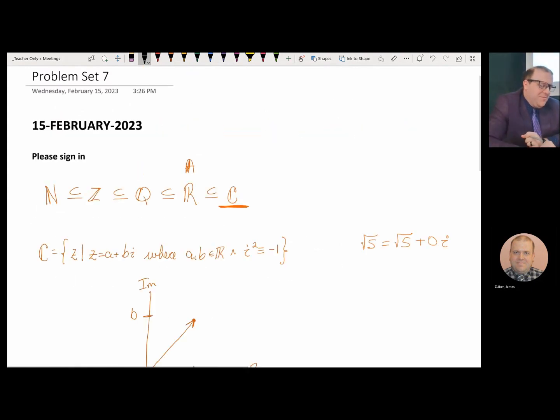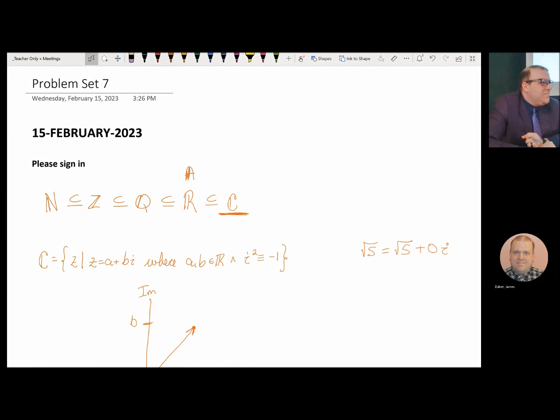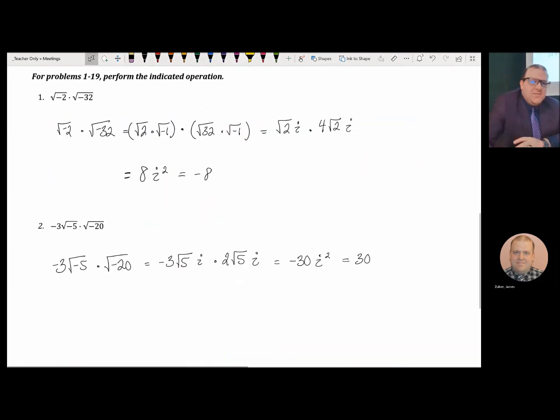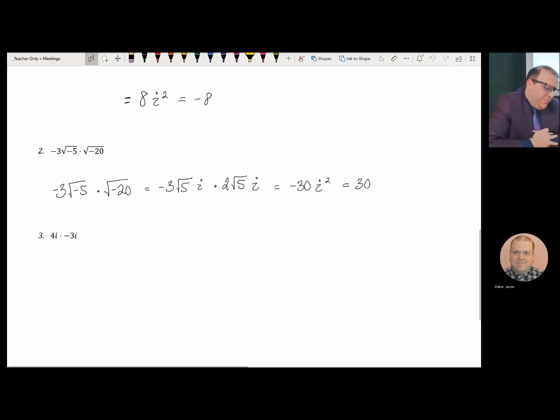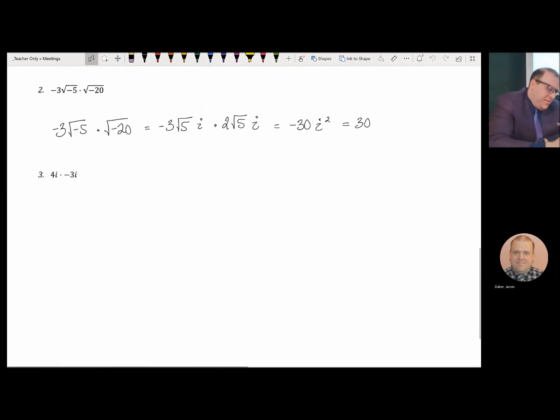Right, so i is the imaginary number. This is already in i format, which is nice. It'll be negative 12 i squared, right? 4 times negative 3, i times i, which is just 12.